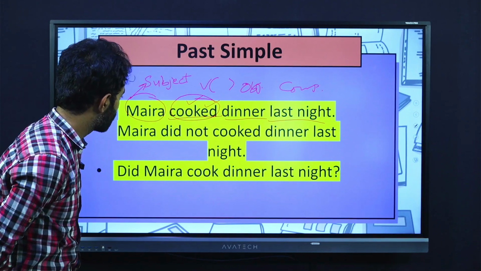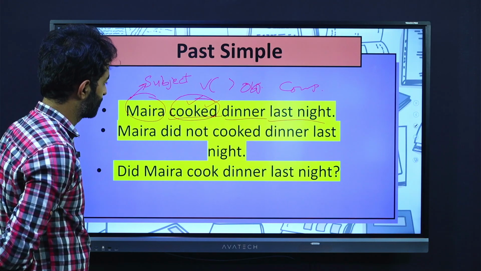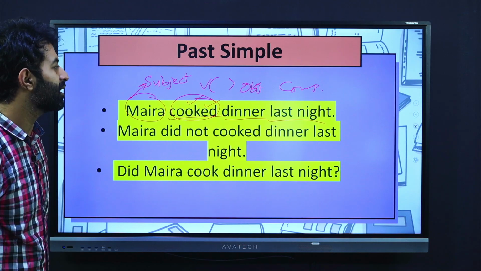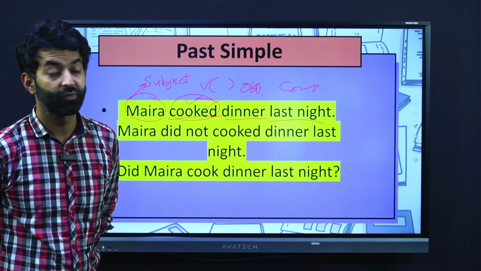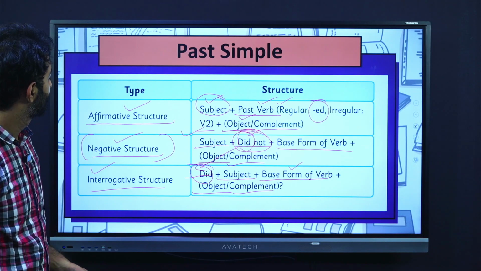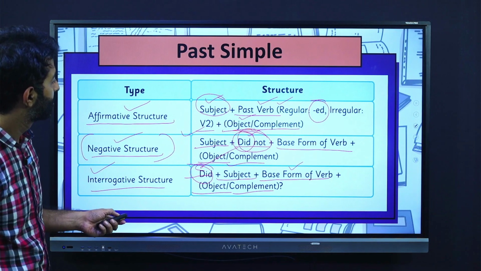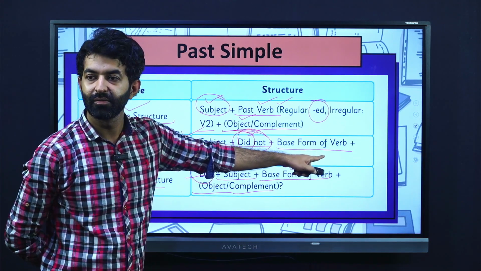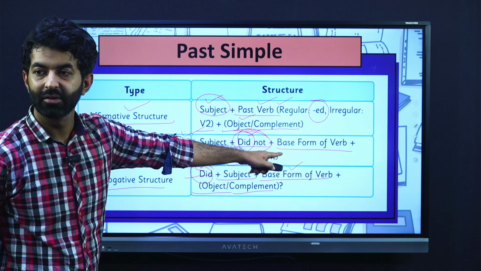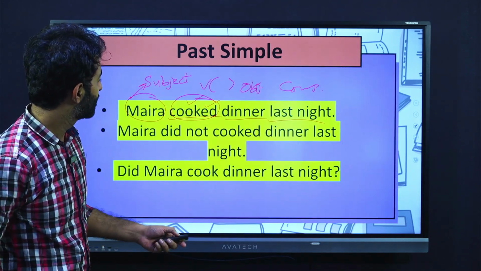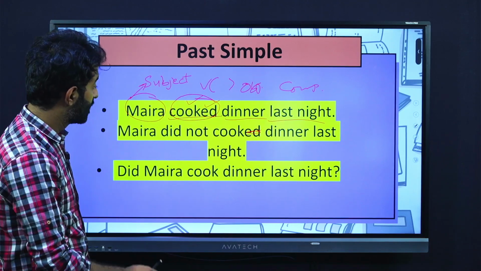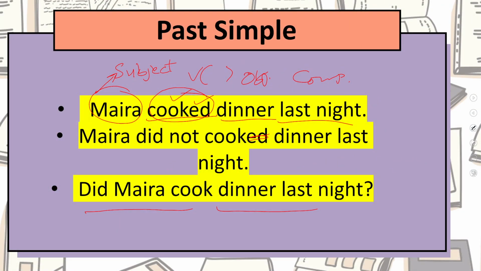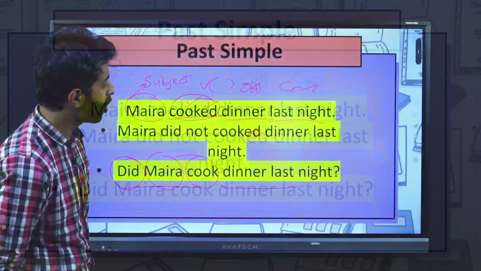Then let's look at the negative one. Myra did not cook dinner last night. Now, do you think there is any mistake over here? Yes. Should we go back? Now, base form of verb आएगी ना? Base form of verb आएगी, second और दूसरी तो नहीं आएगी. So it means this is cook. Good one. Dinner last night. Did Myra cook dinner last night? Did पहले आ गया. Subject, your base form of verb, your object and your complement.